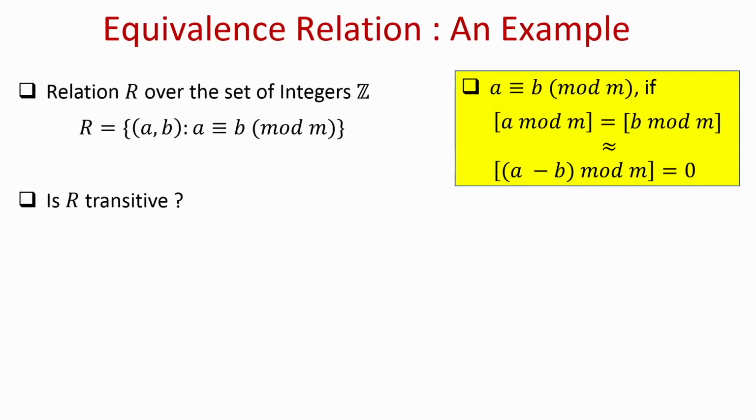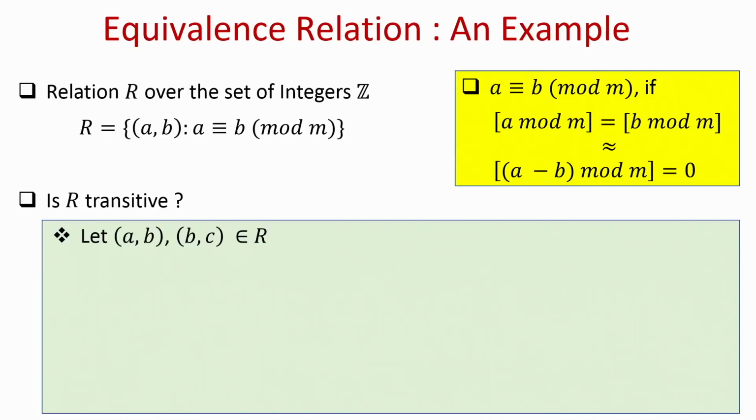Now, let us prove that the relation R is transitive as well. For proving the transitivity property, I have to show that if I have A related to B in my relation and B related to C in the relation, then the integer A is related to integer C, and I have to show this for any arbitrarily chosen A, B, C.